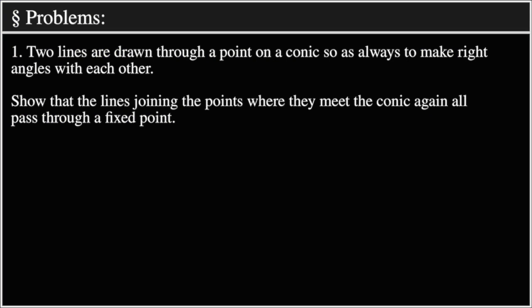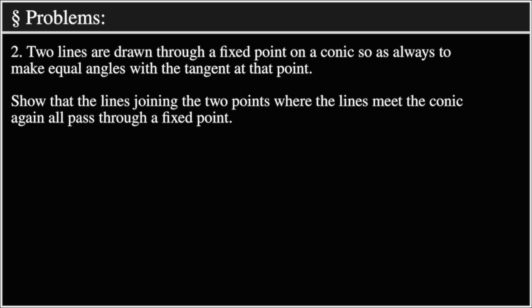Problems. 1. Two lines are drawn through a point on a conic so as always to make right angles with each other. Show that the lines joining the points where they meet the conic again all pass through a fixed point. 2. Two lines are drawn through a fixed point on a conic so as to make equal angles with the tangent at that point. Show that the lines joining the two points where the lines meet the conic again all pass through a fixed point.